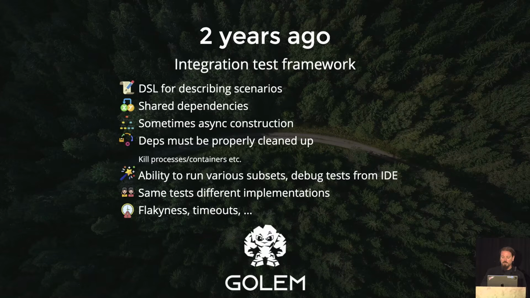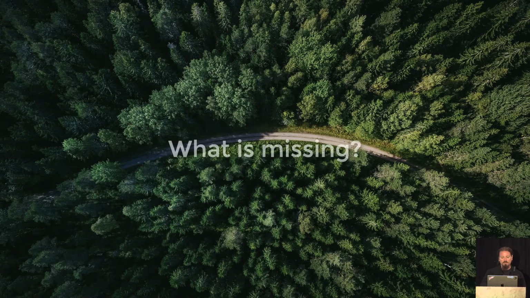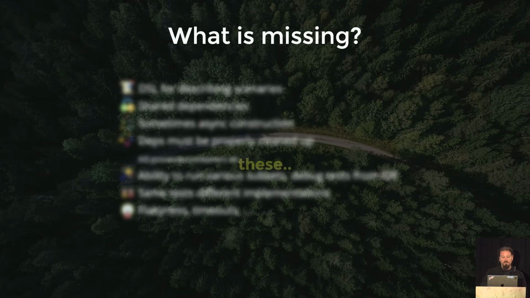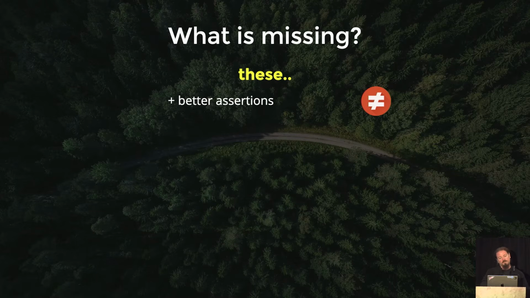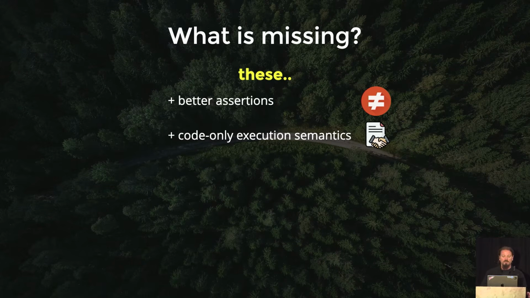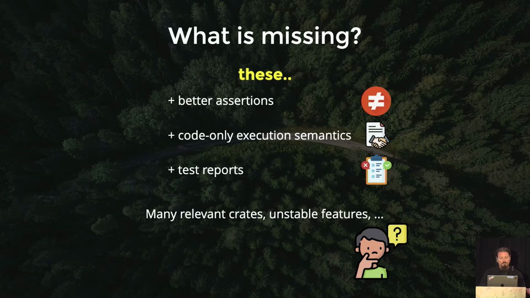So getting back to the question, what is missing from Rust, I would say all this. And of course, I could also live with a better assertion library, and I don't like that some of the execution semantics are only controllable through the command line, for example, whether you want parallel or sequential execution. And the test report feature, for example, JUnit output, is also hidden behind the unstable flags. So yeah, there are many relevant traits in the Rust ecosystem.